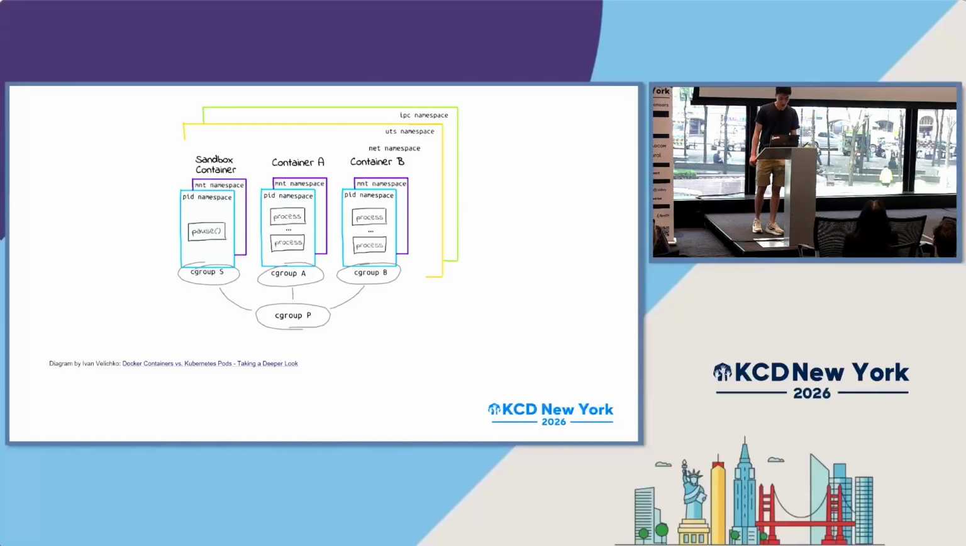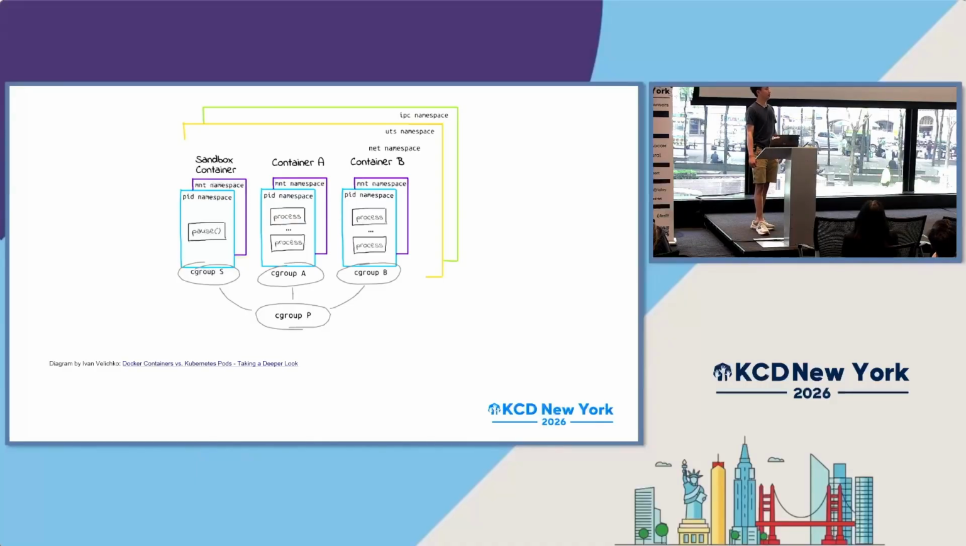This diagram by Ivan does a really great job showing the anatomy of a pod as a collection of Linux namespaces. Linux namespaces are just different logical views of an operating system. So you get your own network stack, you get your own mount namespace, you get your own view of PIDs, even though you're sharing the same kernel. And a pod is nothing more than a collection of these.